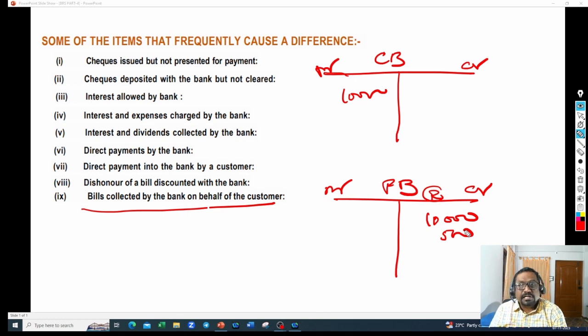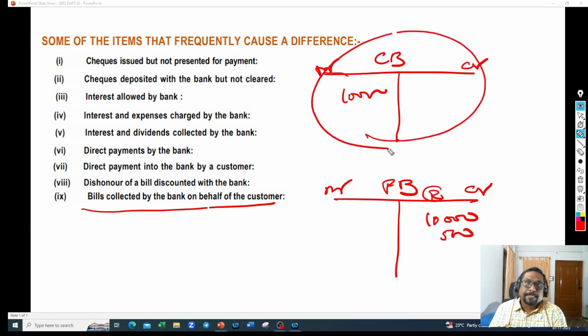But that communication has to be given to the business, saying, "Boss, I collected this 500. Please record it in your books of accounts." But he did not communicate it to us. Since he did not communicate that to us, we did not record it in our cash book. So obviously, here it is showing 10,500 and here it is showing 10,000 as the balance. So there is a difference. These are the important examples wherein you can see the differences between the cash book balance and the passbook balance.